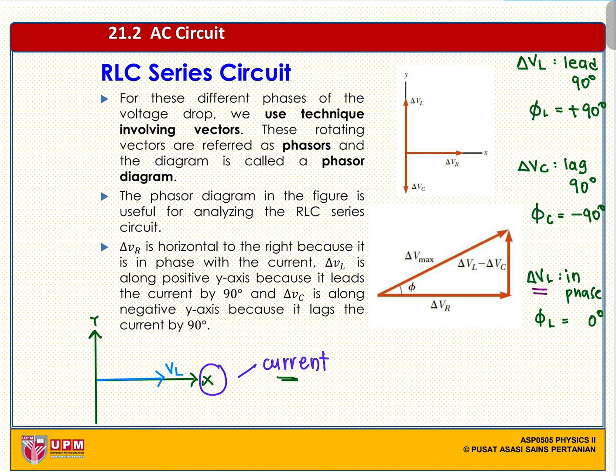And your VL across the inductor. So, your VL is positive 90 degree. Maksudnya dia kena ke from the current, dia positif, dia mesti counterclockwise. So, positif 90 degree. So, maksudnya awak punya VL mesti dekat paksi Y ke atas. This is your VL. Untuk VC pula, dia adalah negatif 90 degree. Negatif ni bermaksud dia adalah clockwise. So, negatif 90 degree. So, your VC is ke bawah. Okay, so VC macam ni.